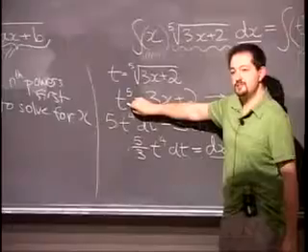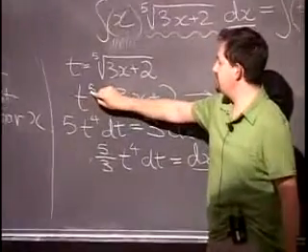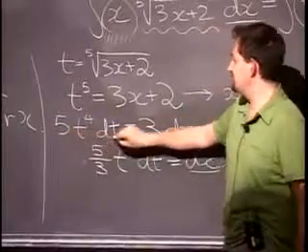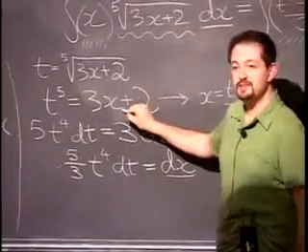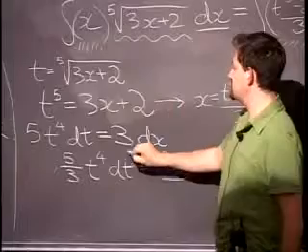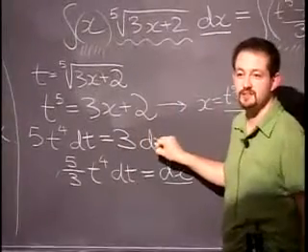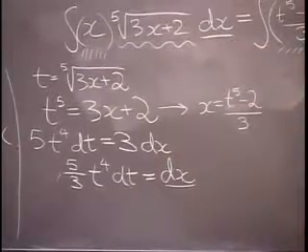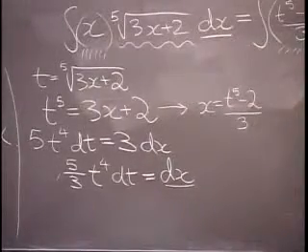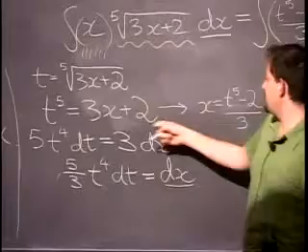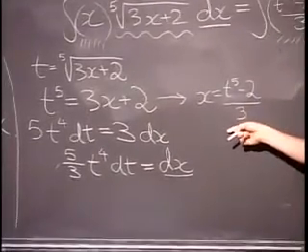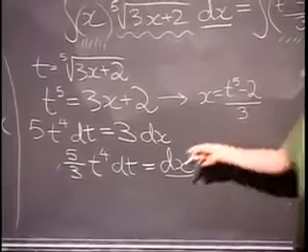What I did here is differentiate t to the 5 with respect to t, and I get 5t to the 4th dt. And here, I differentiated 3x plus 2 with respect to x, and I got 3 dx. You can do this, and it's justified by the chain rule. In fact, you can see in this case quite easily that it's correct by differentiating this expression, x equals t to the 5 minus 2 over 3. You're certainly going to get this.